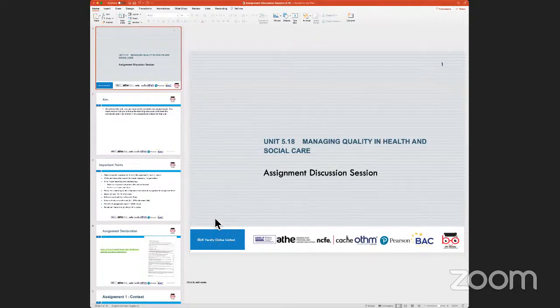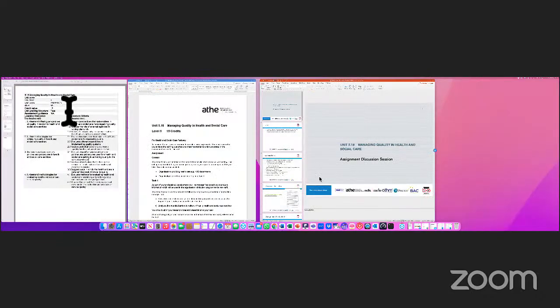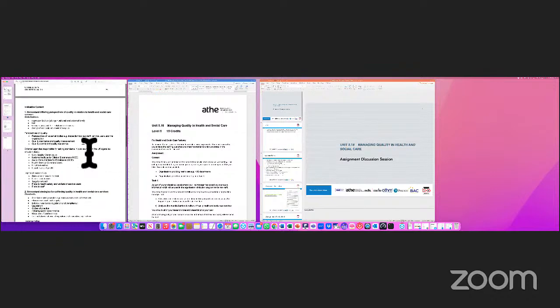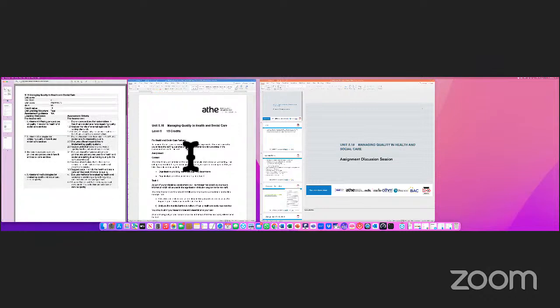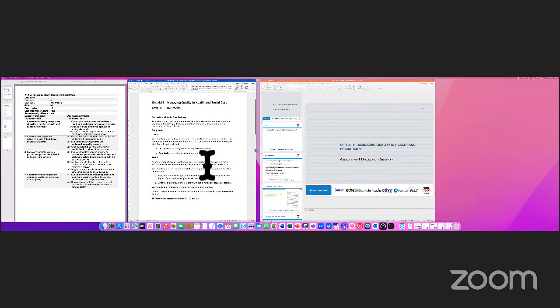So if you see on the screen now, we essentially have a unit specification, which is what we've used to discuss and cover the topics, the indicative content given in the topics, and the learning outcomes of this particular unit. This is the assignment brief, which is released by the awarding body, ATHE. And this assignment brief is a combination of tasks which have been converted from the learning outcomes into tasks and further sub-assessment criteria, which is what we need to reflect on while compiling the assignment.